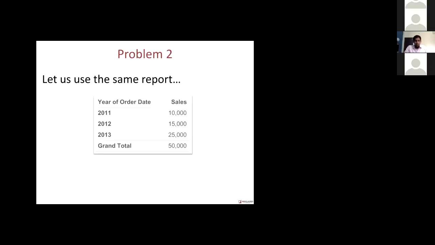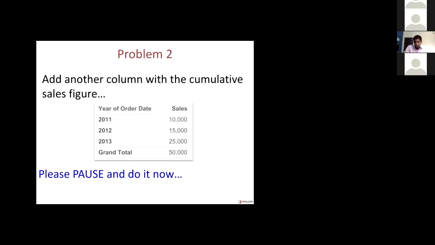For problem 2 also, let's use the same report. This time I want to change the calculation to look at the cumulative sales figure, right? Last time we looked at difference, this time let's look at cumulative sales figure. So again, can you pause and do it now? Maybe quickly mentally.